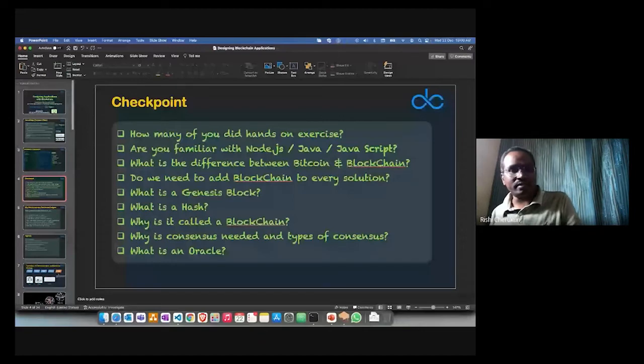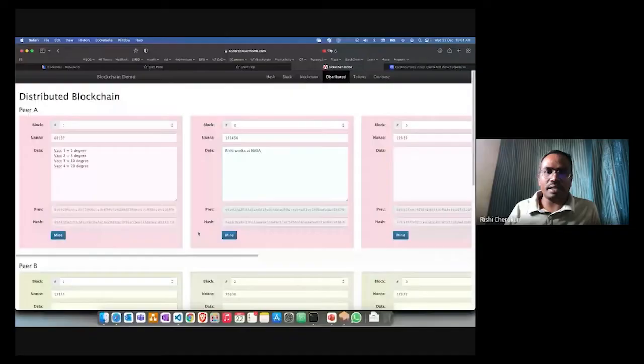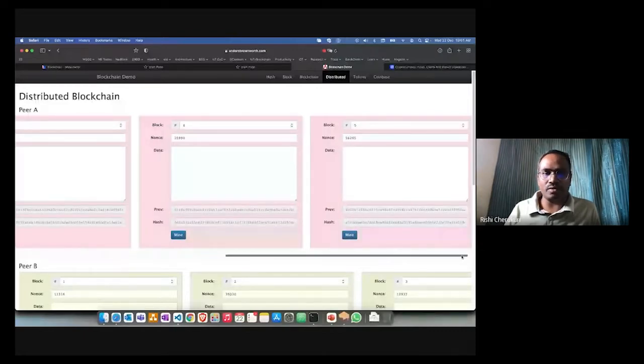So let me take you back into this old world. So that's what is a Genesis block, that's what is a hash. Why it is called as a blockchain, I don't think we have answered it. So why is it called a blockchain? Probably simple answer. So there are five blocks here, right? So each of them are interlinked from one to another. So 5, 4, 3, 2, 1.